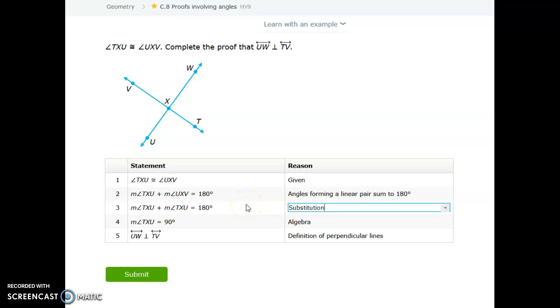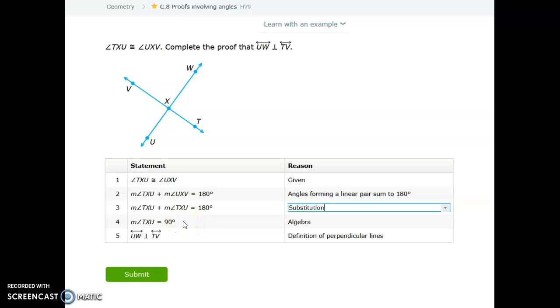Let's go over the last two as well, because you might see these in future questions. The next one says the measure of angle TXU is equal to 90 degrees. How did we get from here to here? It looks like they combined like terms. You could think of the measure of angle TXU as a variable like x. So if you had x plus x equals 180, you could then say that 2x equals 180, divide both sides by 2, and x equals 90. That's all they're doing right here. They're treating the measure of the angle TXU as a variable, and they used algebra to get to this point.